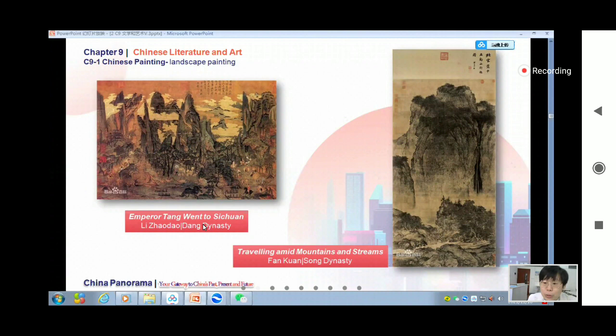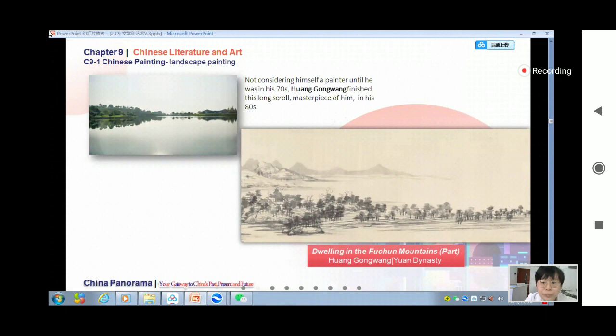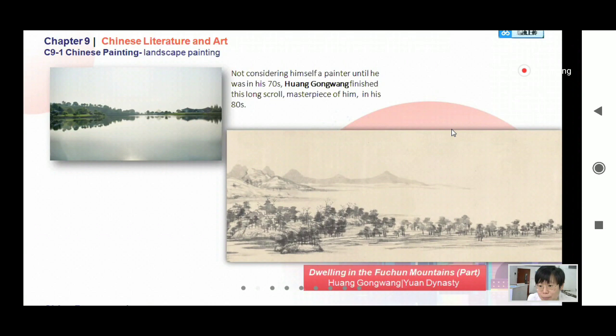And this picture is drawn by Huang Gongwang, who lived in the Yuan Dynasty. The Yuan Dynasty is after the Song Dynasty. So you see this picture, this picture is even simpler than this one. This one is kind of complicated, but this one is even simpler.